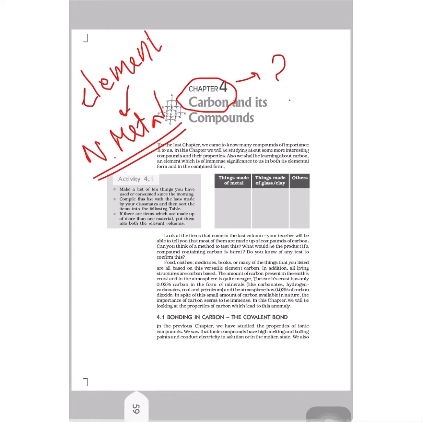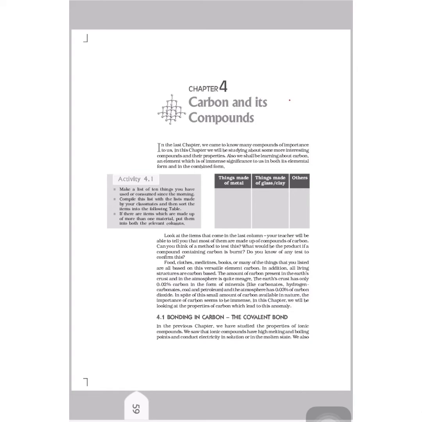So carbon, a few of the carbon compounds, they are good conductors, but mostly all the carbon compounds, they are poor conductors of electricity. So now the question is, from where this carbon word derived?